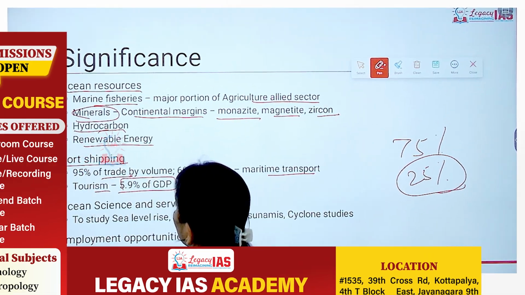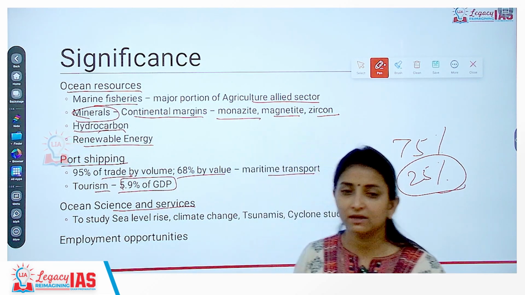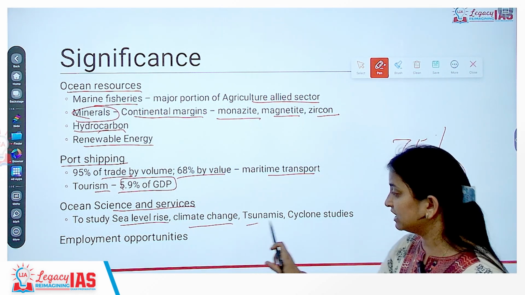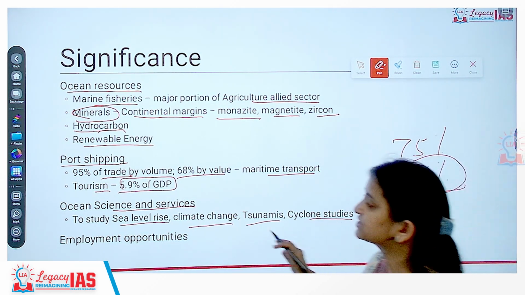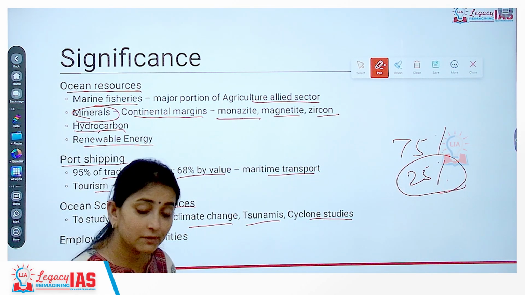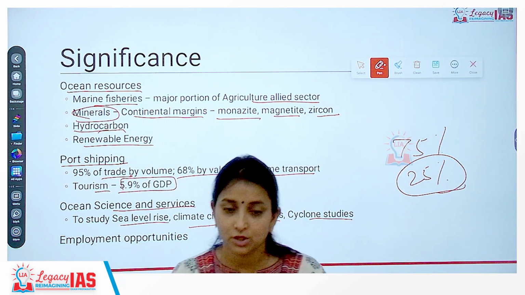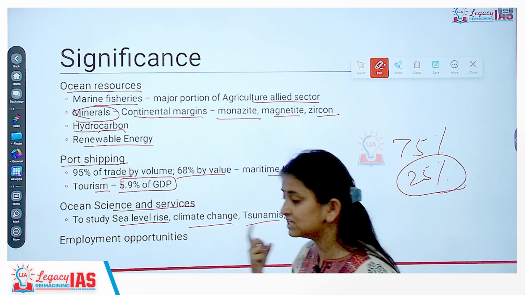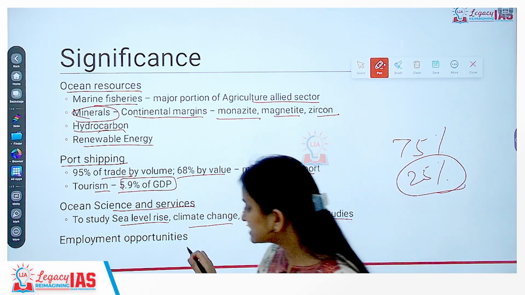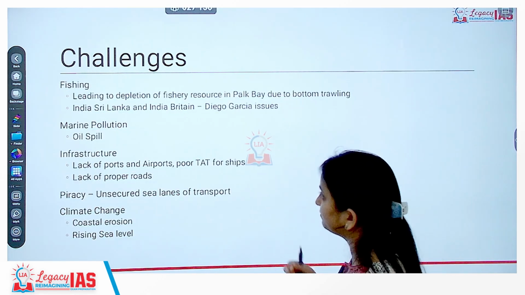Ocean science and services are also significant. In ocean science and services, we can study sea level rise, we can check climate change, and read about tsunamis and cyclone related studies if we have a better understanding of ocean waters. Okay? So that is why blue economy is important for us, because it will help us fill the research gaps, knowledge gaps, and better address these factors so that we are more prepared for any danger coming from seas. As well as it is also a generator of employment. We know the fisheries sector employs a huge amount of population in India.